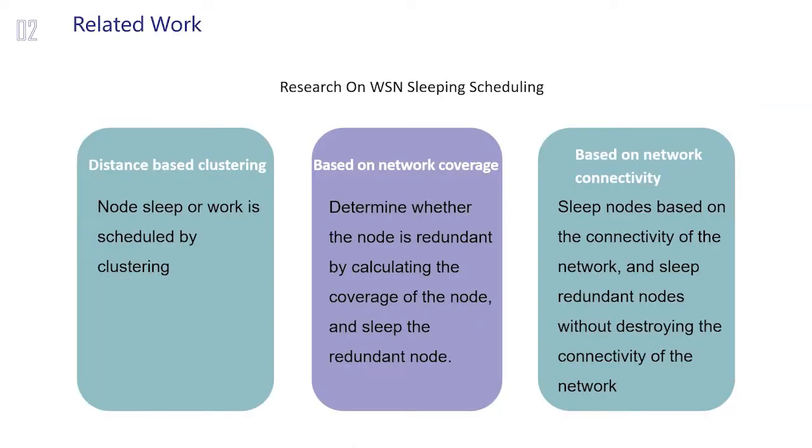Let's first introduce the existing methods to prolong the network lifetime. There are three kinds of sleep scheduling algorithms for wireless sensor networks. The first is the sleep scheduling algorithm based on distance clustering, in which nodes sleep or work through clustering. The second is the sleep scheduling algorithm based on network coverage, which determines whether the nodes are redundant by calculating the coverage of the nodes and sleeps the redundant nodes.